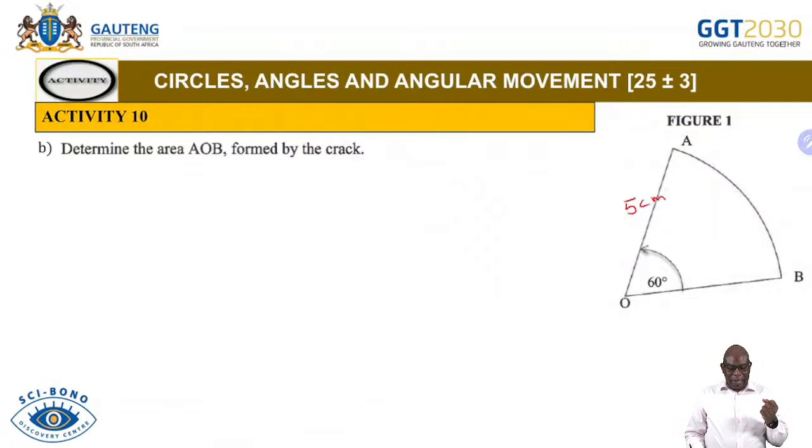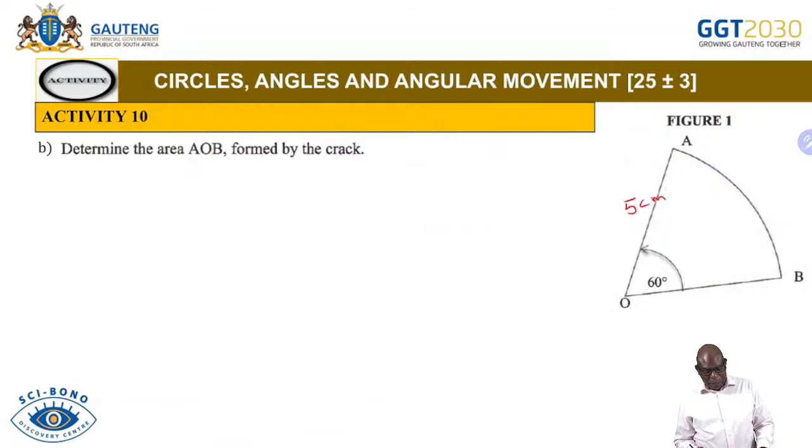We only need the area, but you must read the question, because they just need the area formed by the crack. Sometimes they can ask you the area of the hole, the part of the CD which is not cracked. In this case, they're asking for the part that is cracked. So you must read the question. You must not just go to the formula and substitute what is given there. You must also check the question.